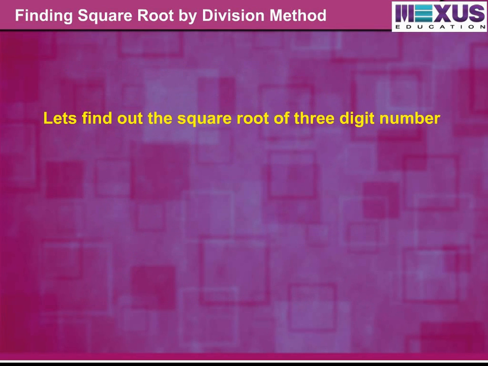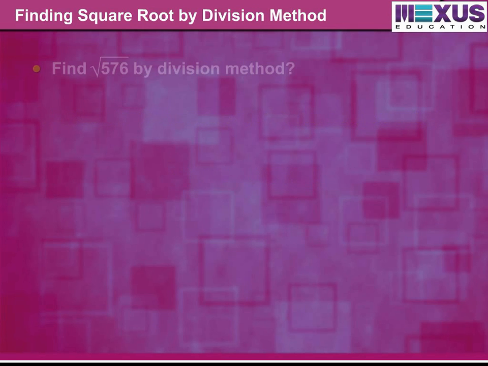Let's find out the square root of a 3-digit number by division method. Let's understand with an illustration. Find the square root of 576. The first step is to put the bar over every pair of digits starting from the ones place. If the number of digits is odd, then we have to put the bar on the left single digit too.